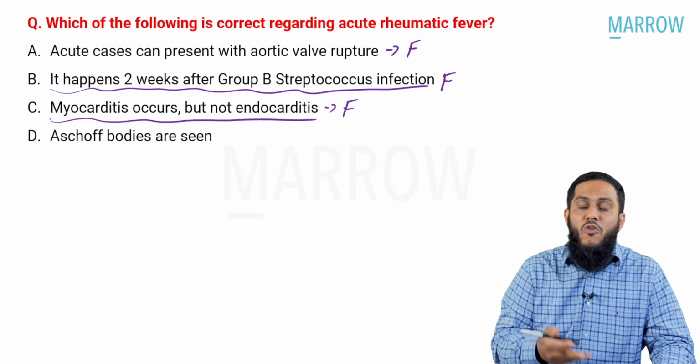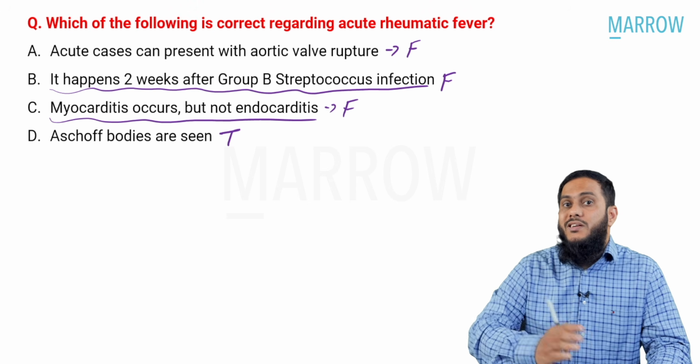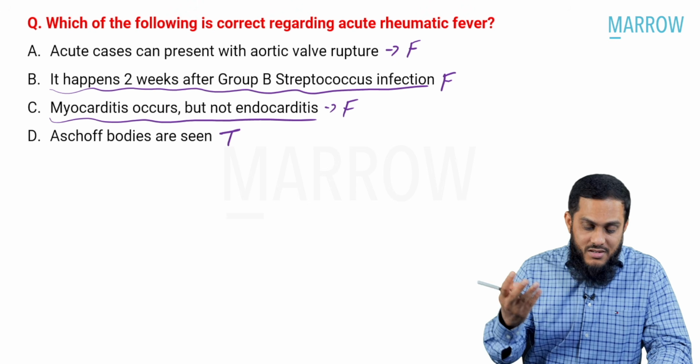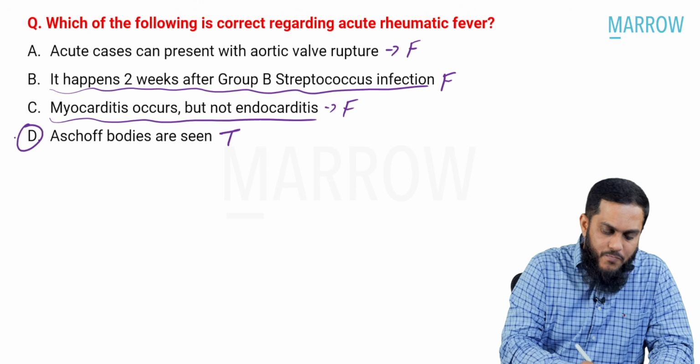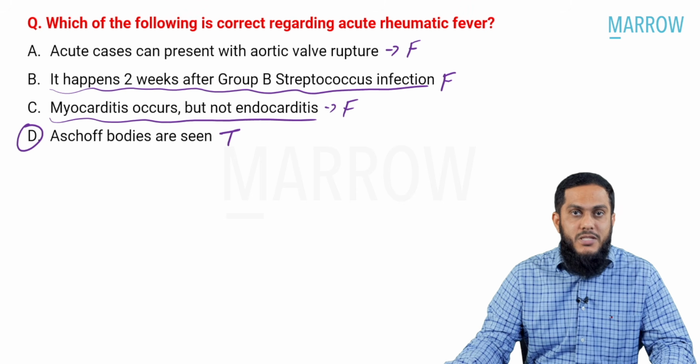False statement. Aschoff bodies are seen. That is the characteristic feature of acute rheumatic fever. When it gets converted into rheumatic heart disease, Aschoff bodies are seen, right, in the myocardium. The true statement is Aschoff bodies are seen.